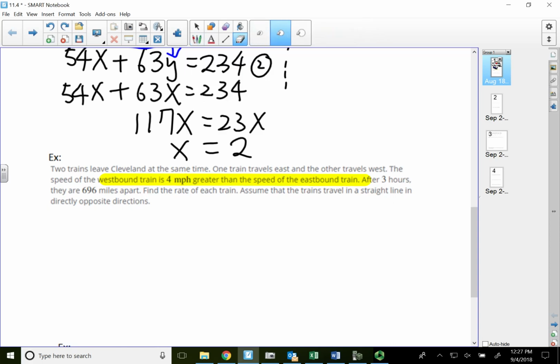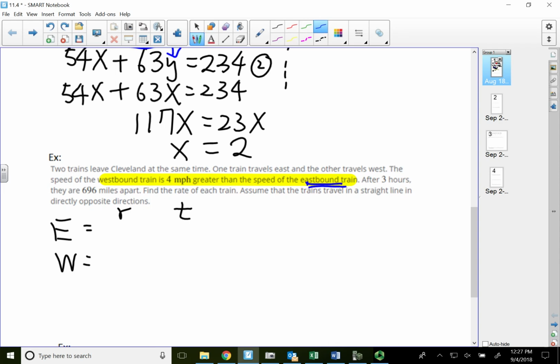And they're talking about speed, so I got to translate for the rate. All right, so let's see. I got eastbound train and I got westbound train. I got rate, I got time. So who's gotta be x? Comparing between two items, the one listed at the end of the sentence is x. So the eastbound train's gotta be x. The westbound train will just be 4 plus x because greater than means plus.